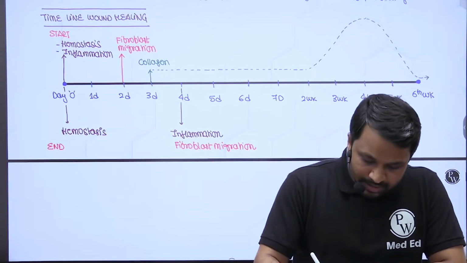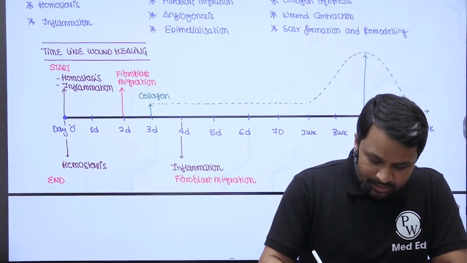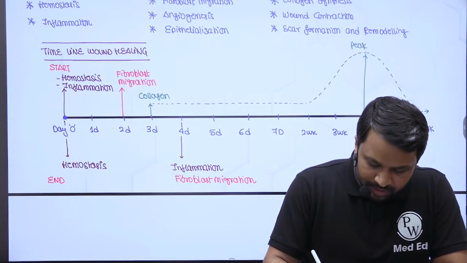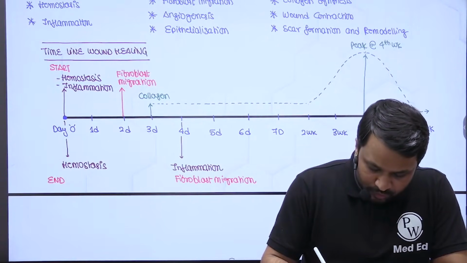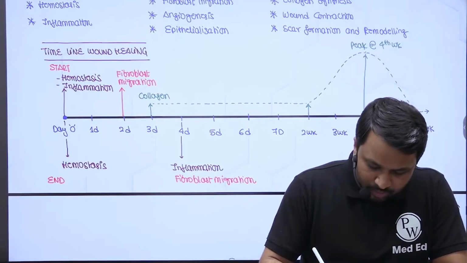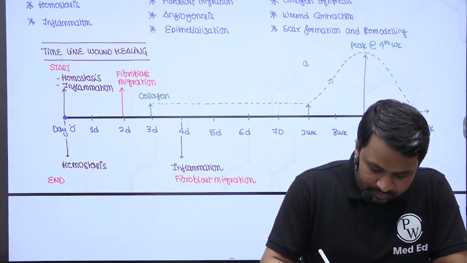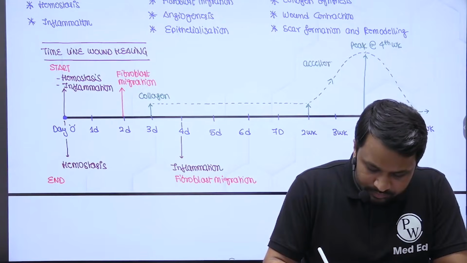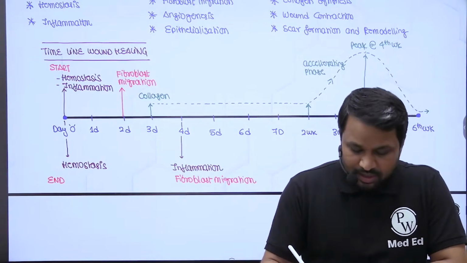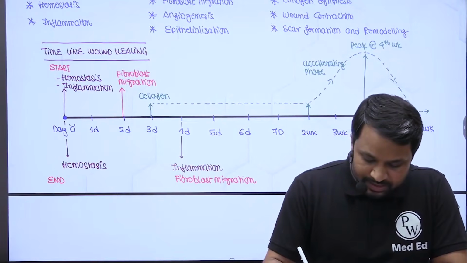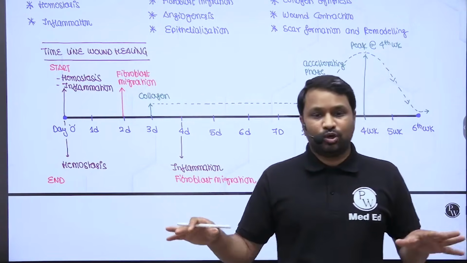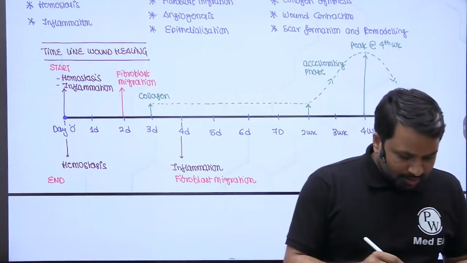So in collagen synthesis, you need to tell that the peak of the collagen synthesis is going to be at the 4th week. From the 2nd week, it is going to be the accelerating phase. And after the 4th week, it decelerates. And by the 6th week, it plateaus off. That is in terms of collagen synthesis.